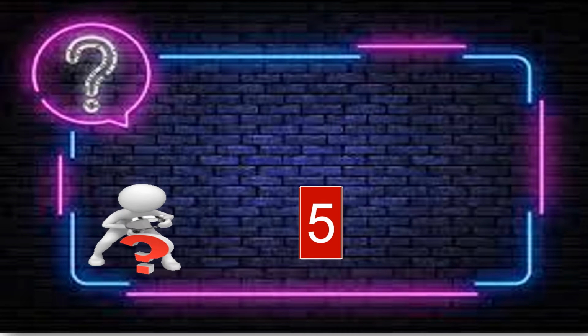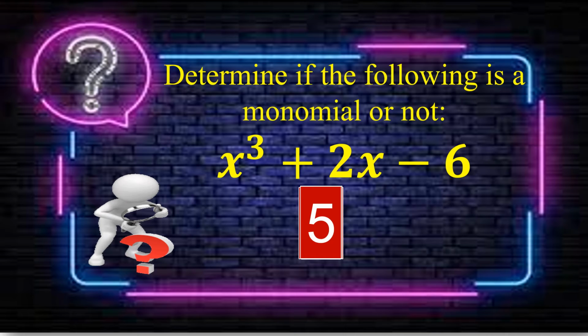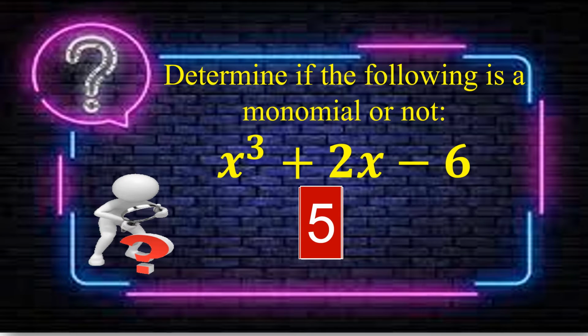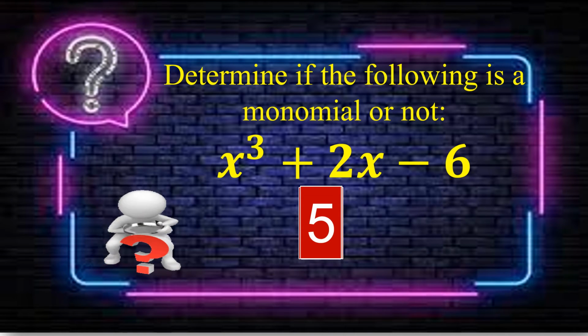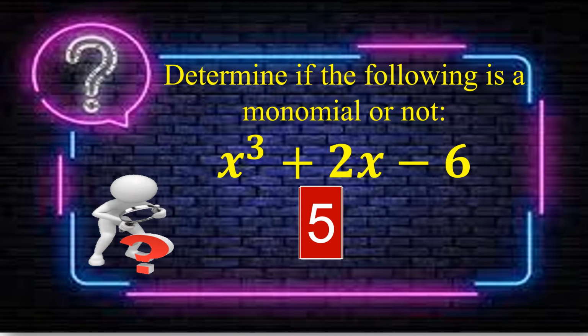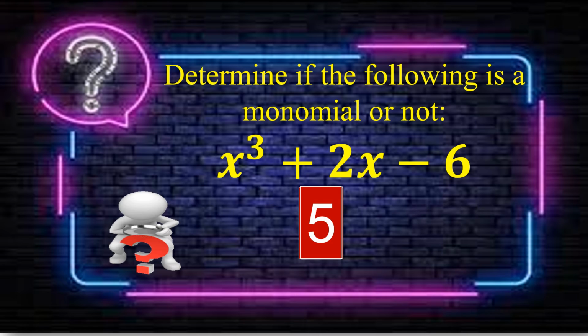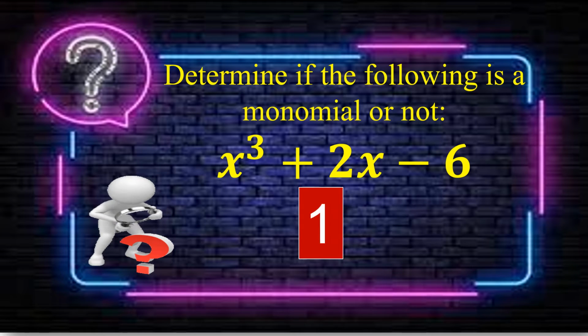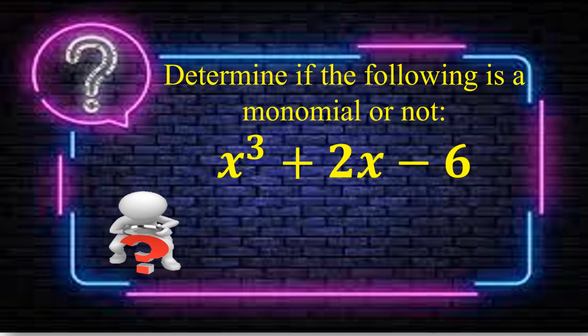Now let us have another one. Let us read all together the given. Determine if the following is a monomial or not. X to the third plus 2x minus 6. Another 5 seconds to answer this one. Timer starts now. Time is up. What is your answer?